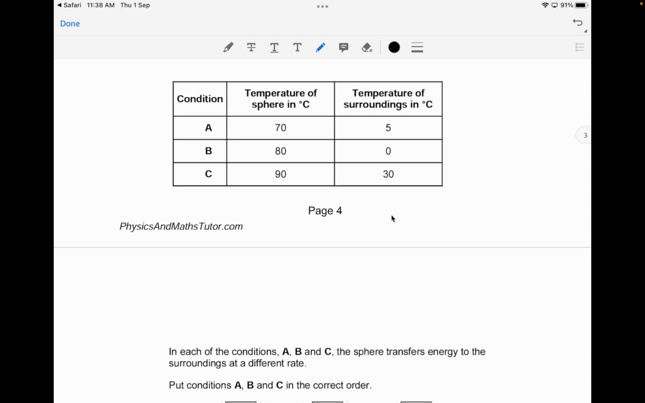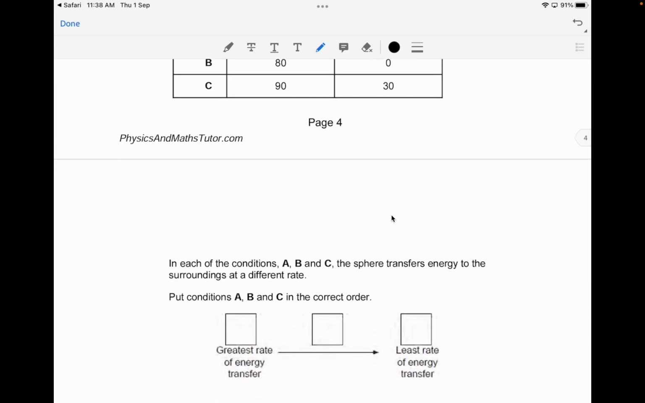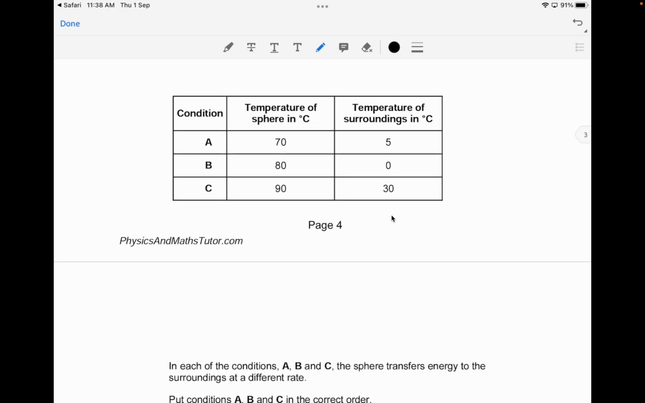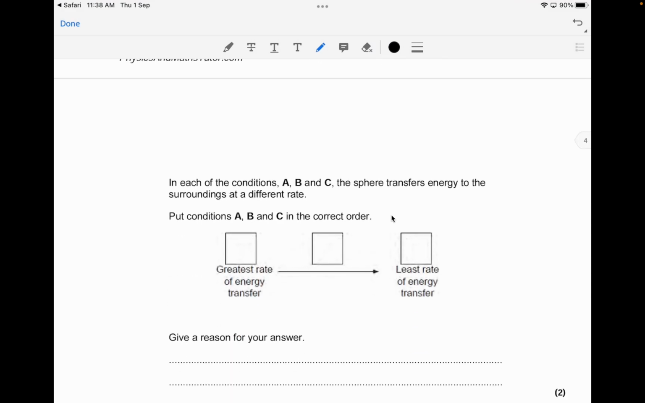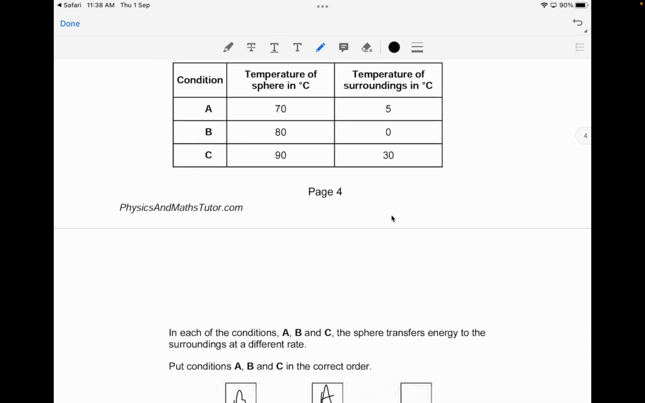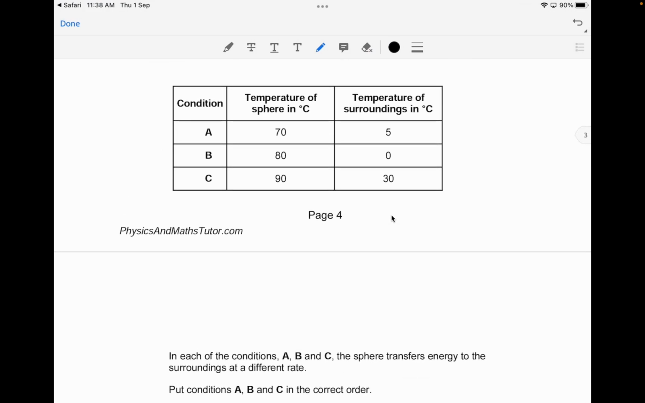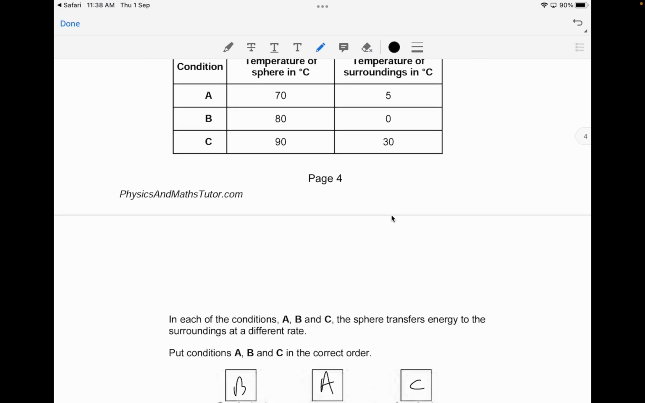So you have to put these conditions A, B, and C in the correct order. In order to analyze that, we have to see the temperature of the conditions, right? So you have the spheres in different conditions. So you have the greatest rate of energy transfer. That is going to be B. The reason is because of the temperature of the sphere in degrees and the surroundings; it has the greatest rate of energy transfer. Your middle one is going to be A. The reason is because the temperature of the surroundings is pretty much average, but it has the lowest temperature of the sphere in degrees Celsius. And your last one, which is going to be the least rate of energy transfer, is going to be C. Now the reason is because C has the highest temperature of the sphere in degrees Celsius and also the highest temperature of surroundings in degrees Celsius. All right, let's move on to the next question.